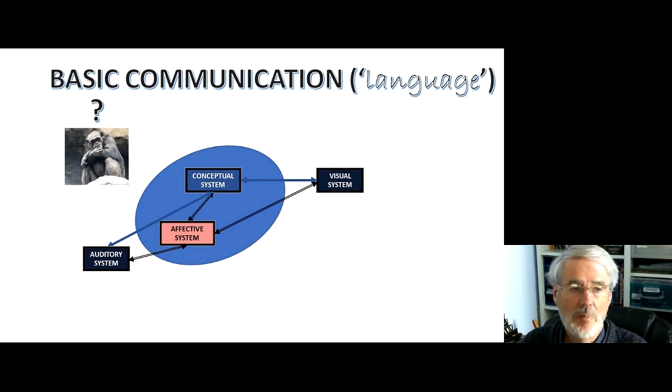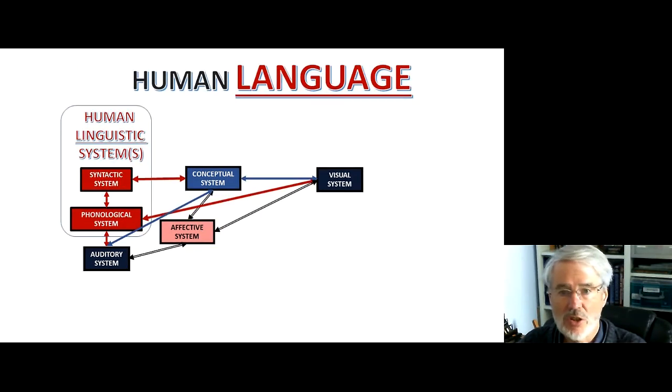So I'm not going to call this language as such. Human language certainly needs the systems that I've just mentioned, but it needs something extra, and it needs a linguistic system, or as we say in the modular cognition framework, linguistic systems. There are two of them, right?